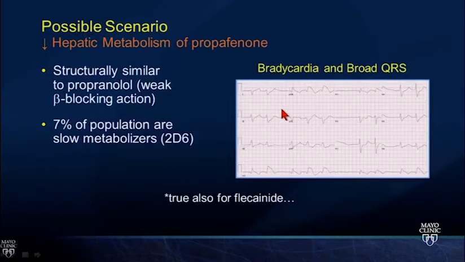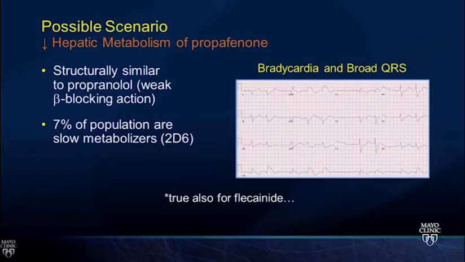So here is a tracing, a potential question. Somebody who has a wide QRS and relative bradycardia. You can see the QRS is quite wide, and you have almost like group beating here. So either a junctional or idioventricular rhythm followed by P waves, and eventually the P waves block. Propafenone is structurally similar to propranolol and has additional beta blocking properties.